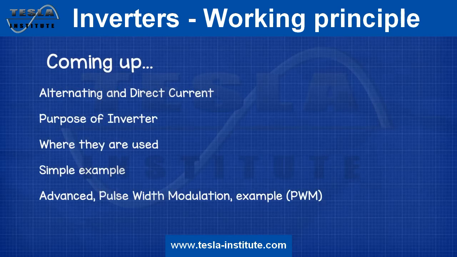We'll first of all look at the difference between alternating and direct current, then we'll look at the purpose of inverters and where they are used, then we'll move on and have a look at a simple example of how they work, and finally we'll look at a more advanced pulse width modulation example.